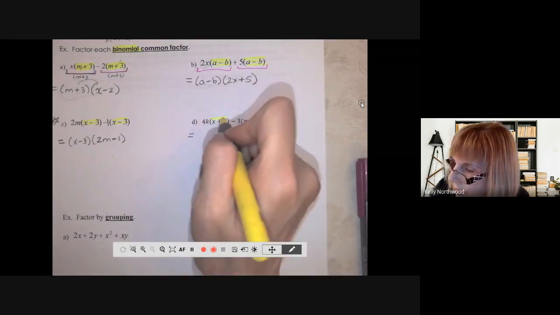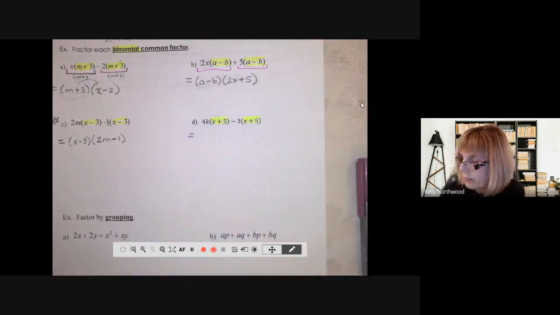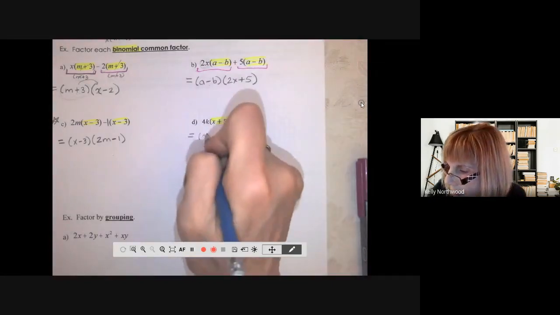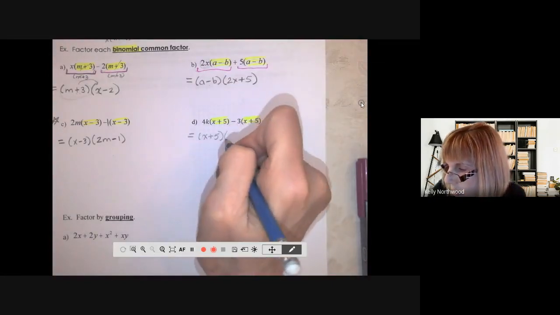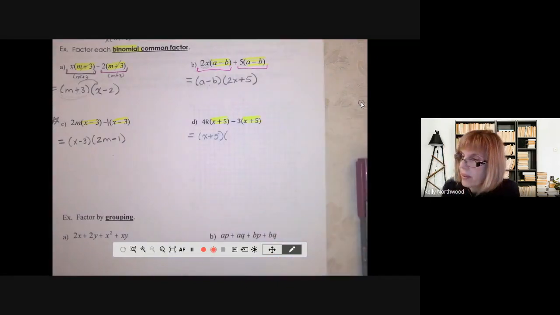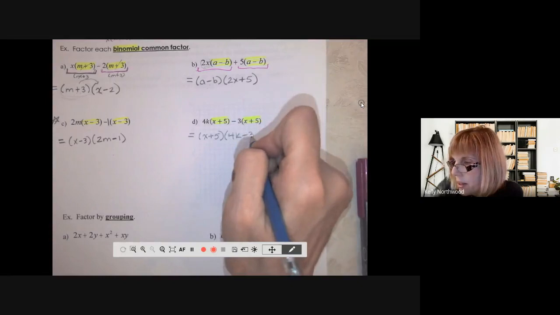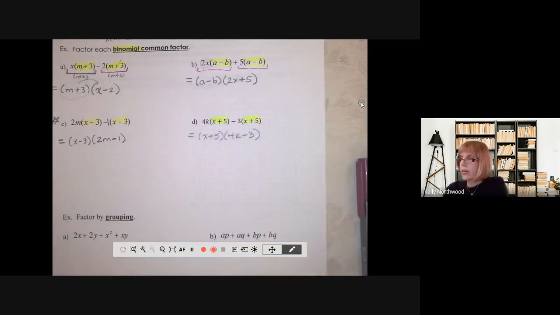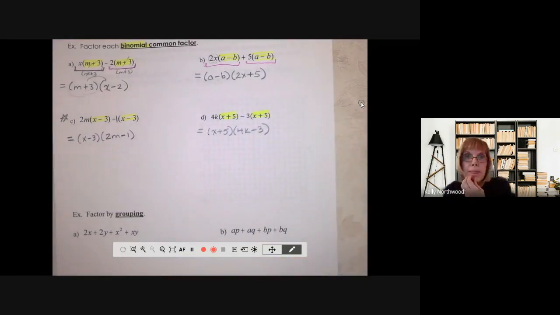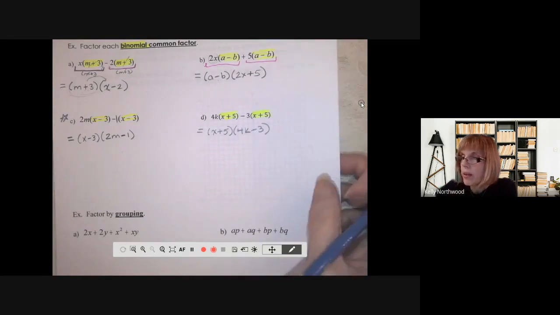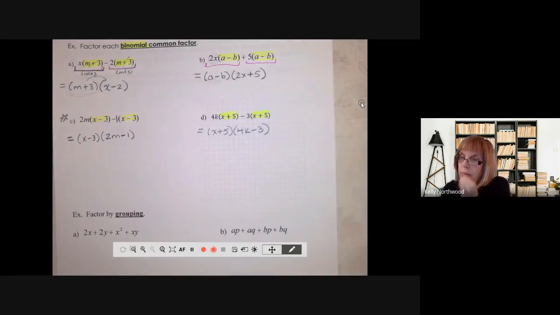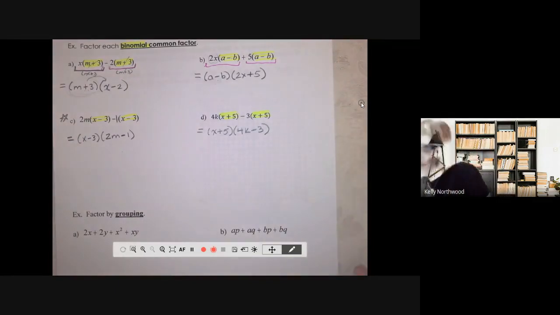And for D, the binomial common factor is x plus 5. And the leftovers are 4k minus 3. So that's called binomial common factoring, where the common factor is a bracket or a binomial rather than a monomial.